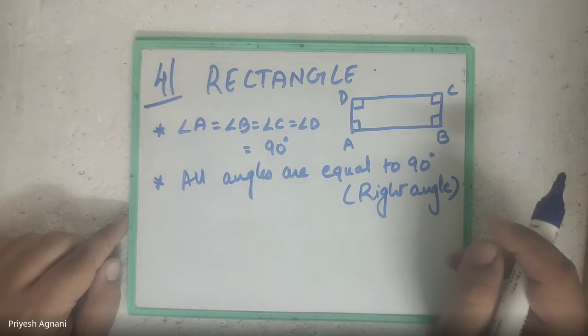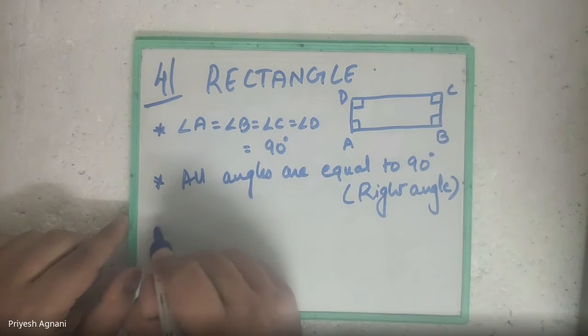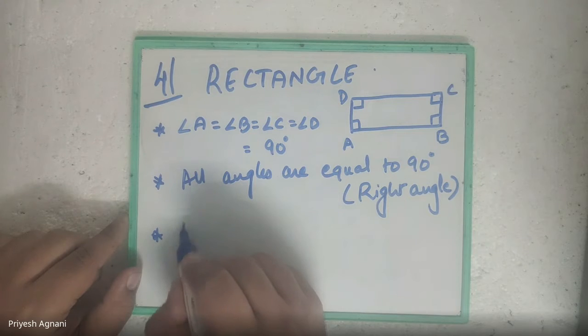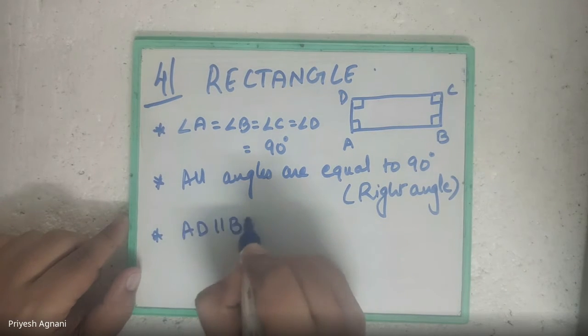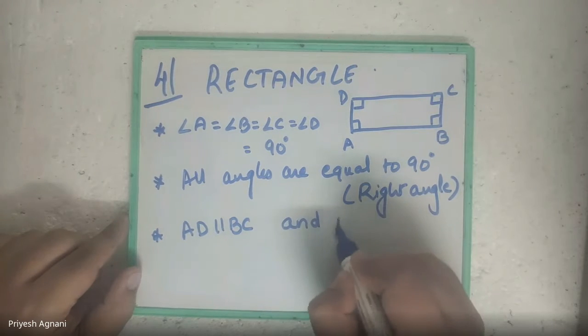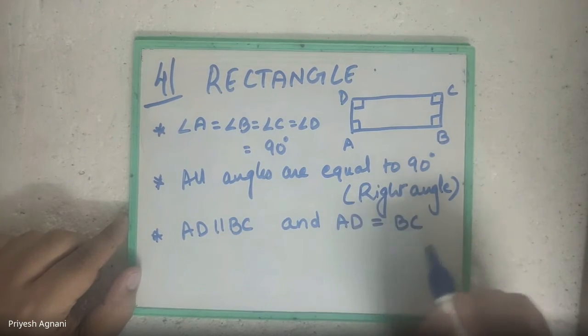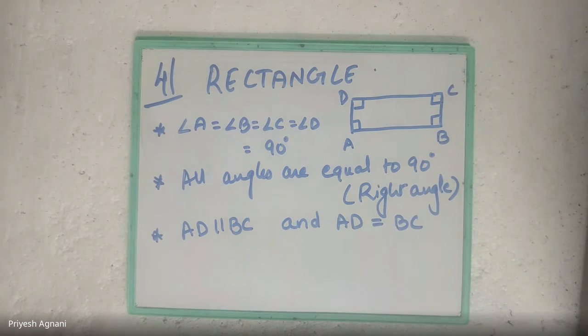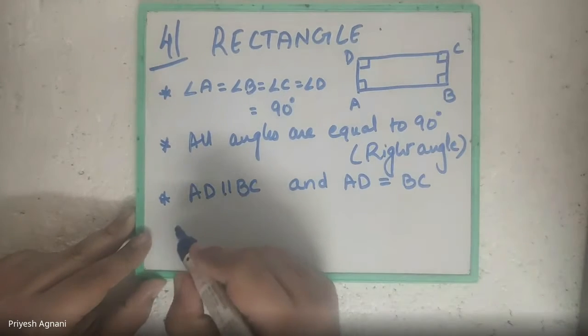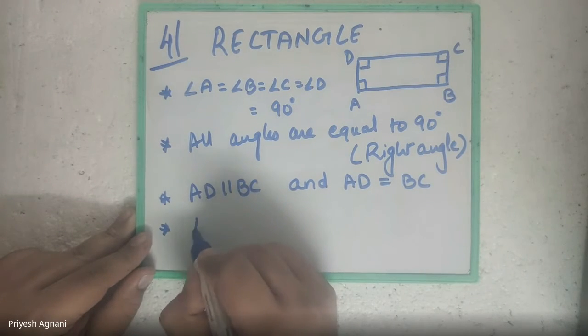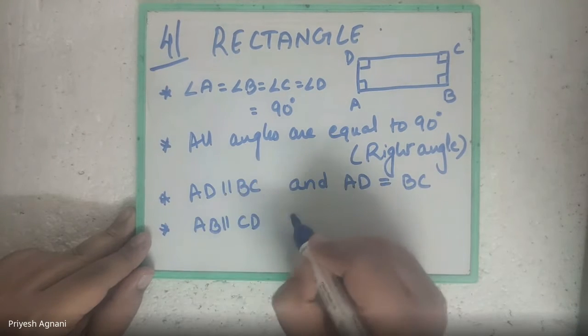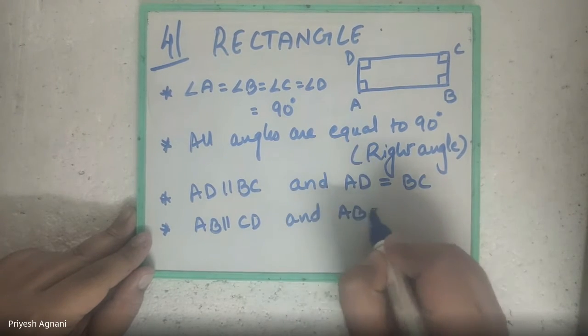क्लियर? नाउ इसमें आपको लिखना है AB parallel to BC and AB equal to BC. ठीक है? एक और चीज लिखनी है आपको. प्लीज राइट along with me. AB parallel to CD and AB equal to CD.